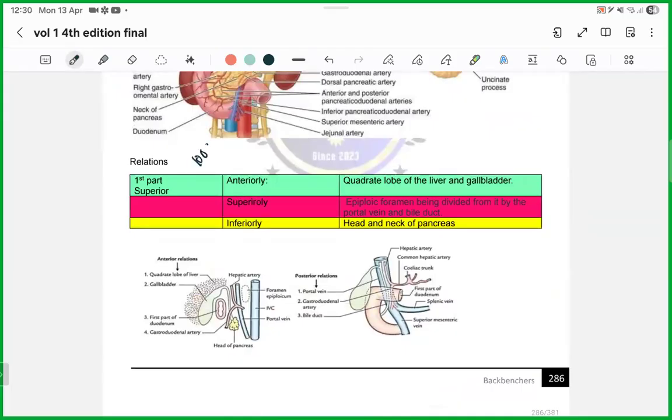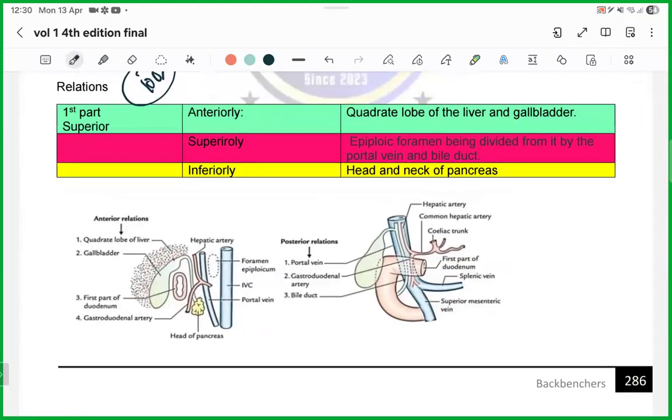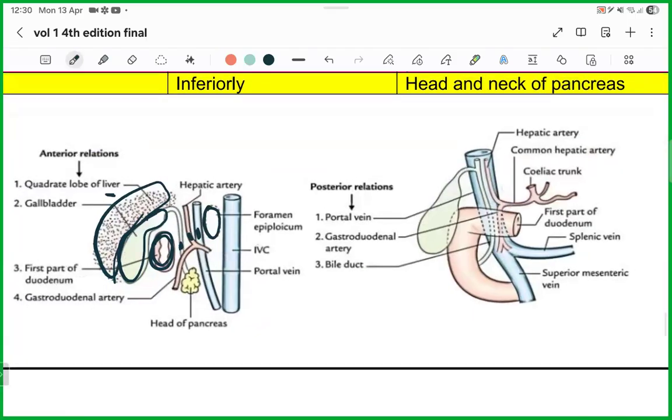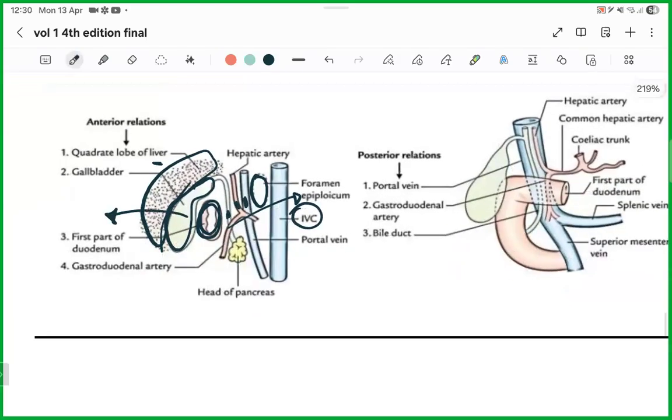You must know all these things 100%. Anteriorly, I have shown you that we have gallbladder, but we cannot show liver there. So remember, quadrate lobe of liver, we have it here. Then we have gallbladder. Then we have first part of duodenum. Remember the serial. Then we have bile duct, hepatic artery, portal vein. Then we have epiploic foramen. Then we have inferior vena cava. So these are posterior serial relations and these are anterior serial relations.